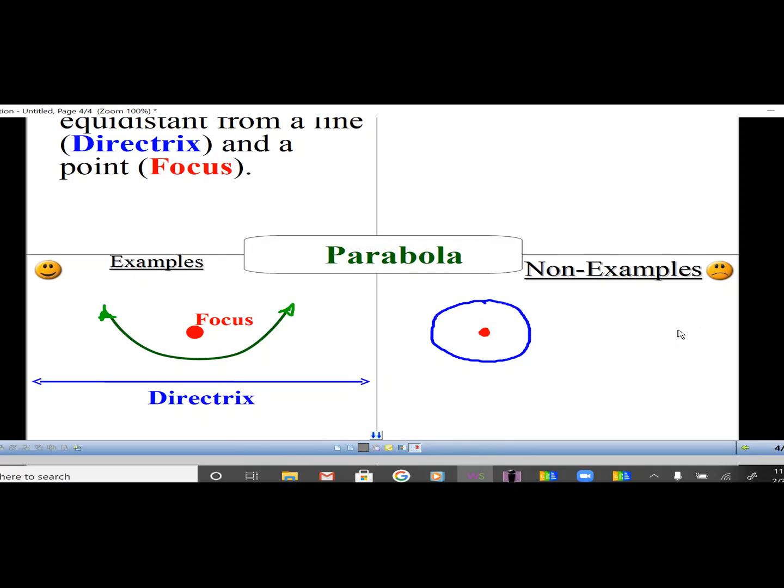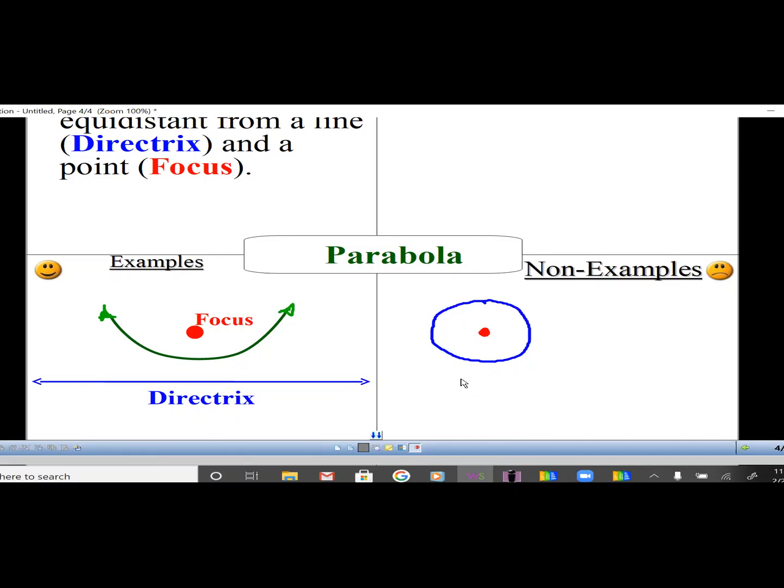Okay. So think about it. Why is this one not a parabola? Think about it. All right. Why do you think that one's not a parabola? Because obviously, it doesn't look like it. But why, in regards to a definition, think about definition. Why would it be not a parabola?